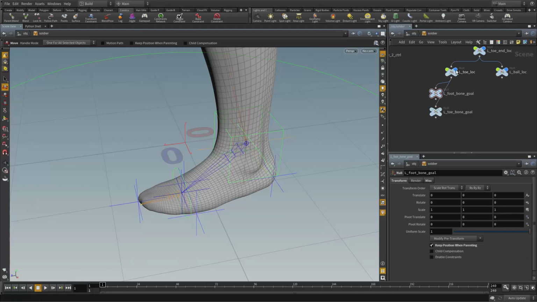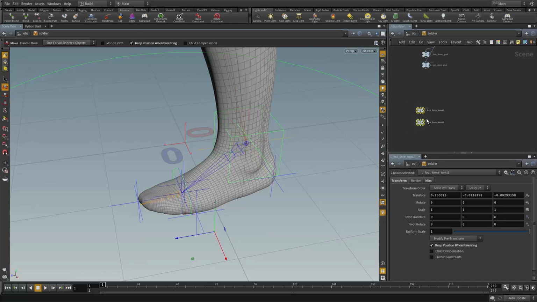Make them children of the left toe location. And then the twist for both of those, for the foot bone and the toe bone, again, we'll rename those left foot bone twist and left toe bone twist. So both of these keep position when parenting is on. Parent both of them to the left ball location.